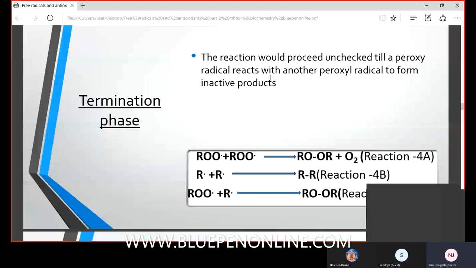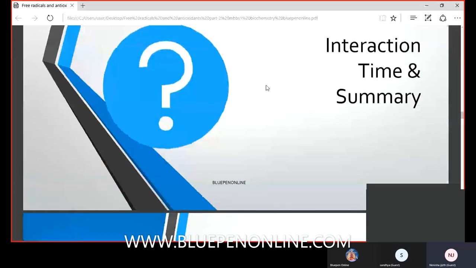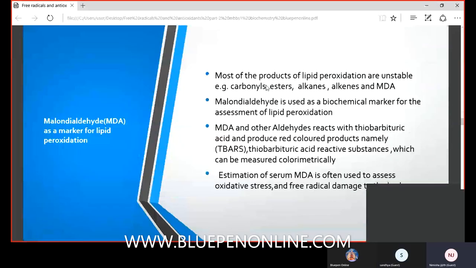Next, we are entering into one special area that I already told you. All the free radicals are degraded mainly into a particular compound, known as malondialdehyde, MDA. Most of the products of lipid peroxidation are unstable. The last phase, the termination phase, creates end products of lipid peroxidation, that is carbonyls, esters, alkenes, and mostly they are converted into MDA. So after the action of free radicals or oxidative stress, lipid peroxidation occurs and the final products are obtained.